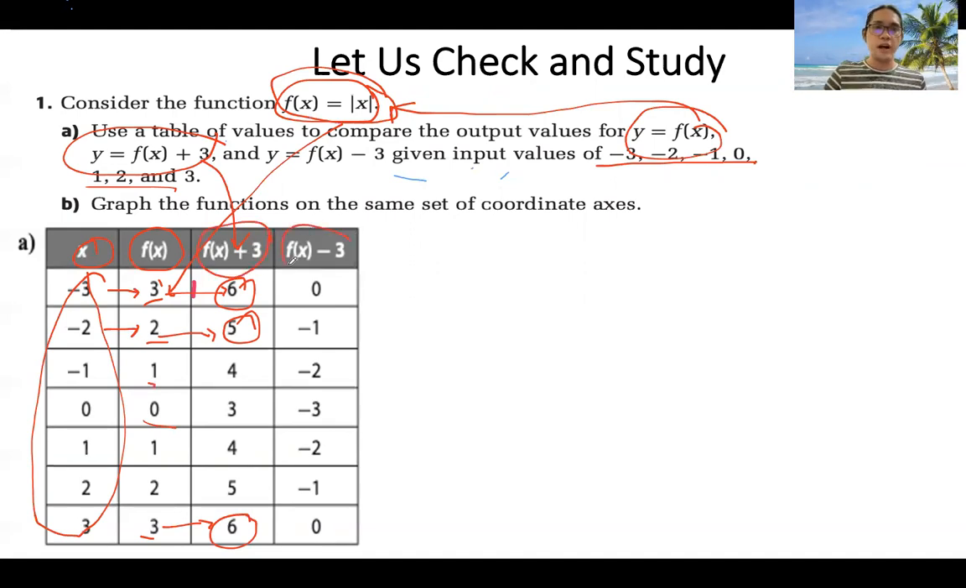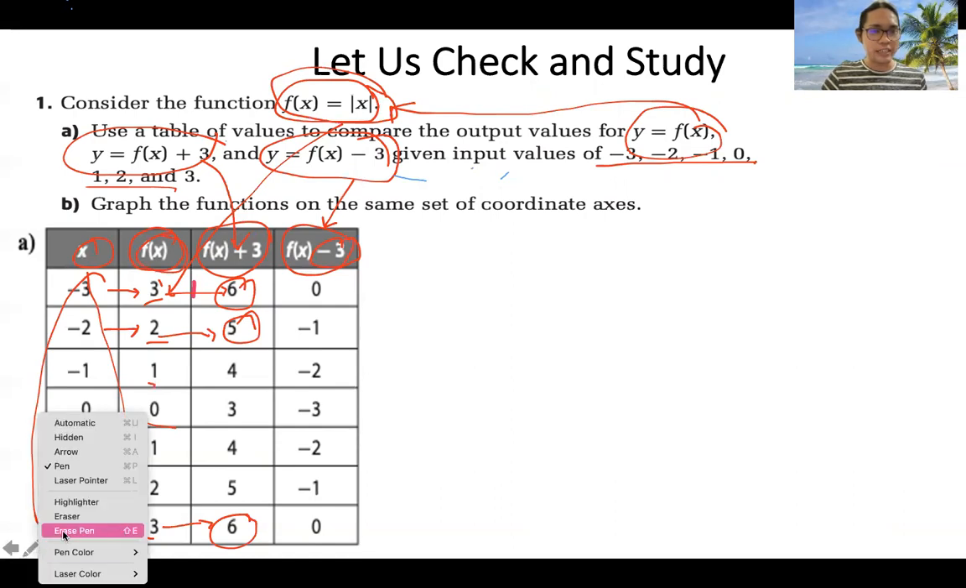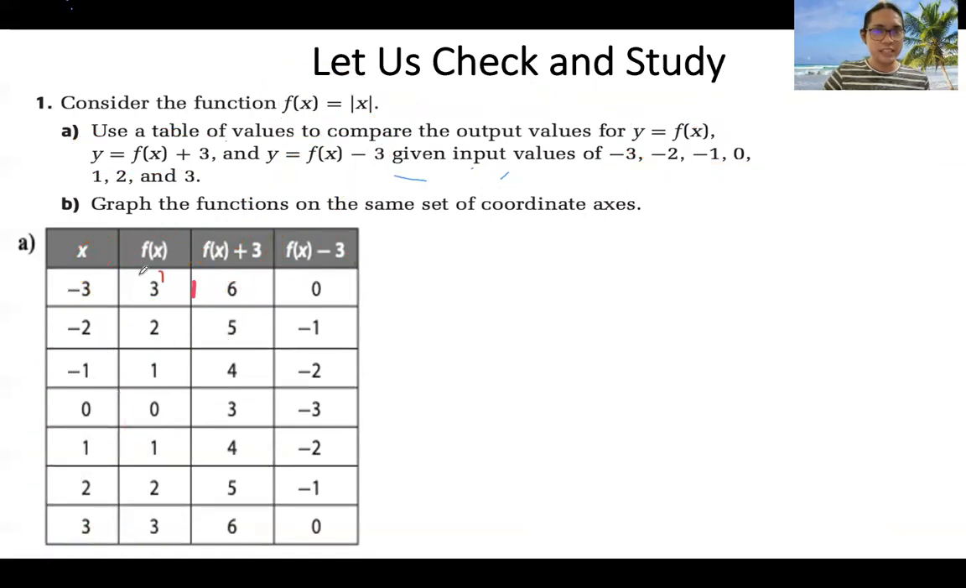And of course, for the fourth column, we will use the given based on the problem. For example, for the investigation part, for f of x minus 3, we will just subtract 3 from your f of x. Oh, it seems that the board is so messy, I have to clean it up. Okay, so subtract following this, so it gives you 0. 3 minus 3 is 0, then 2 minus 3 gives you -1. 1 minus 3 will give you -2, and so on and so forth until you come up with 0.